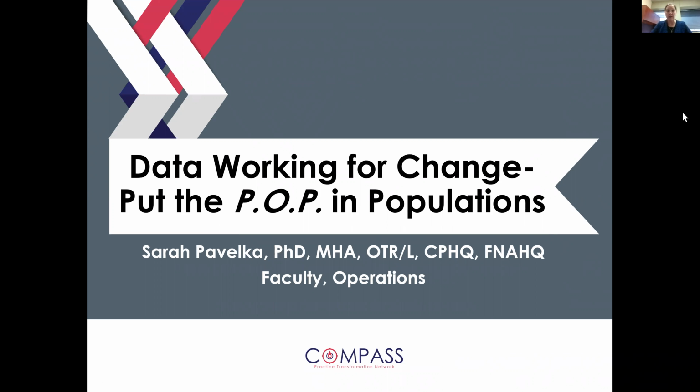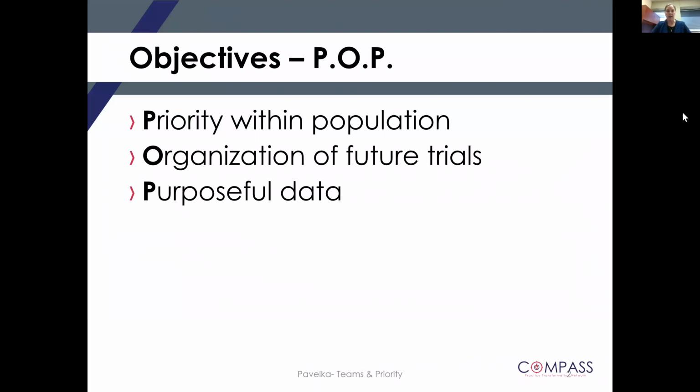So today we are going to talk about data working for change and really putting the POP into your population, and how do we take a population of individuals and make some sense of it through some data analytics. What we're going to talk about today is how to prioritize your population, how to take an opportunity to organize your work for future trials of process improvement for those particular trials that you're working on, and then last but not least, we're going to cover some purposeful data. So we have an opportunity to cover those three areas today.